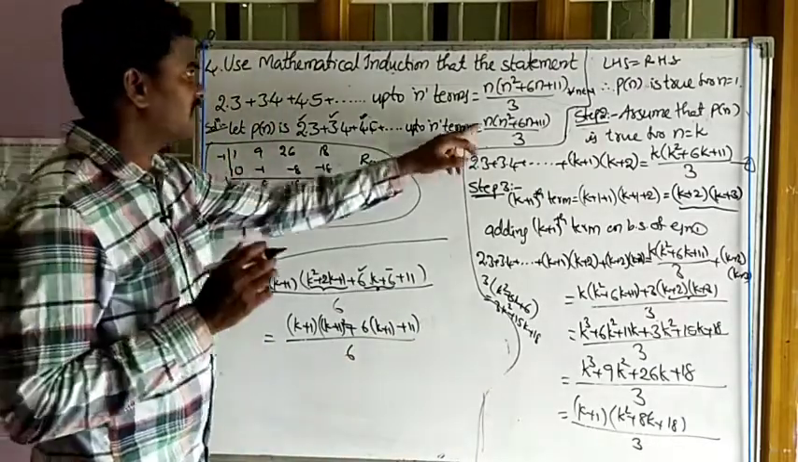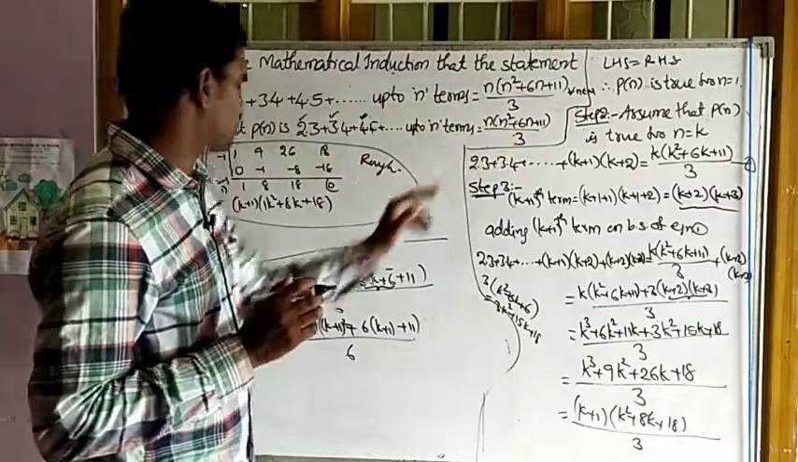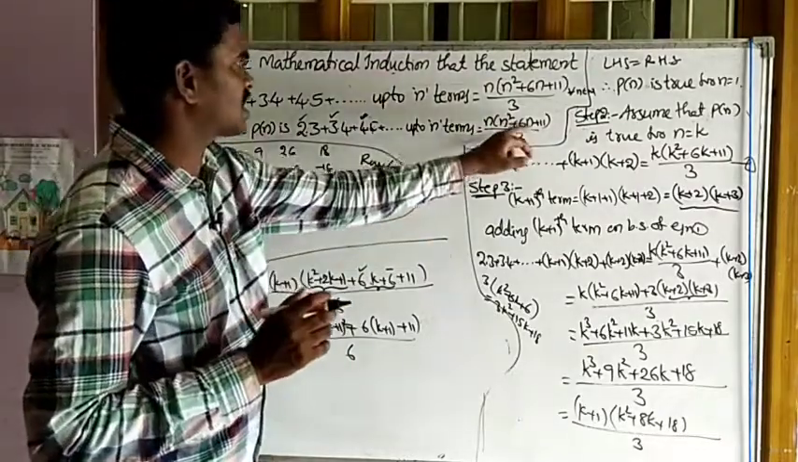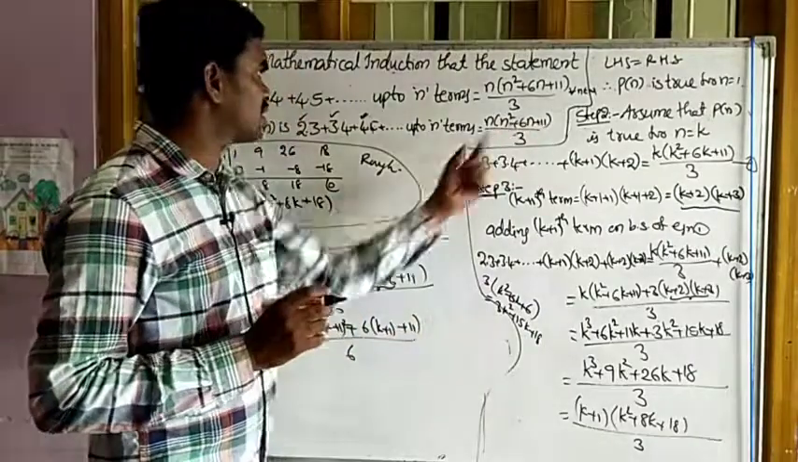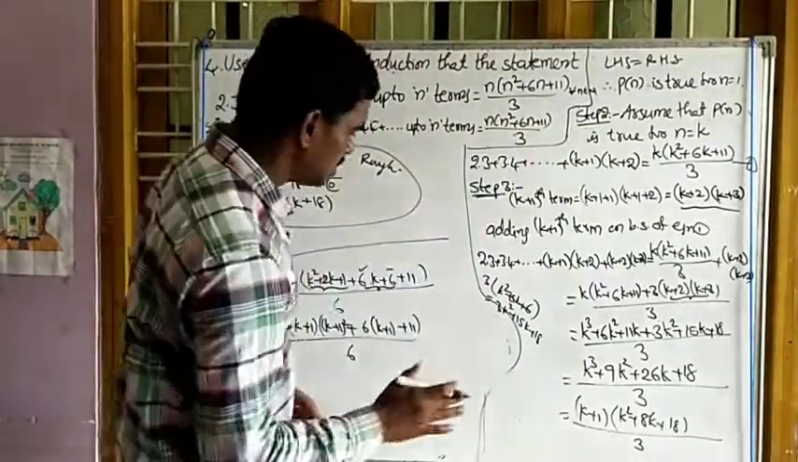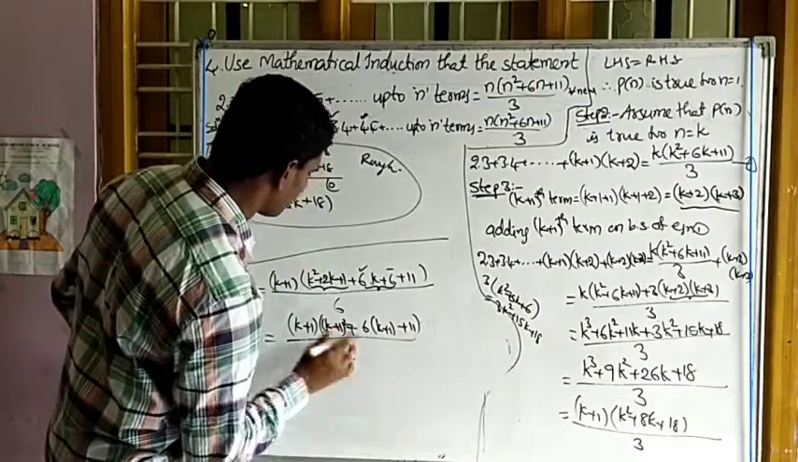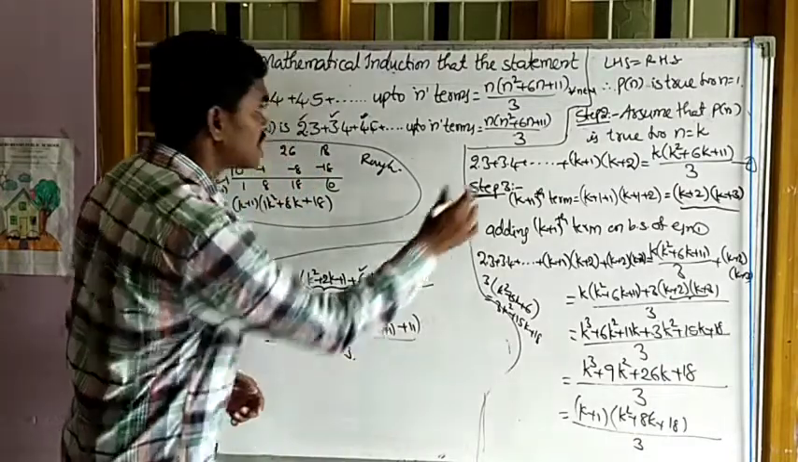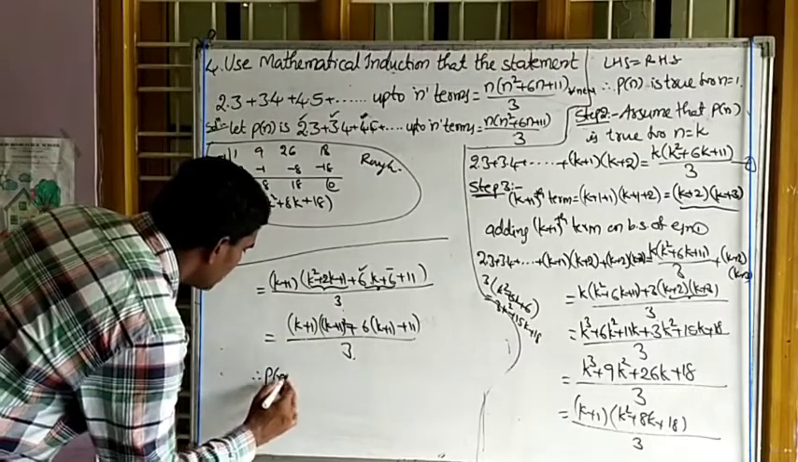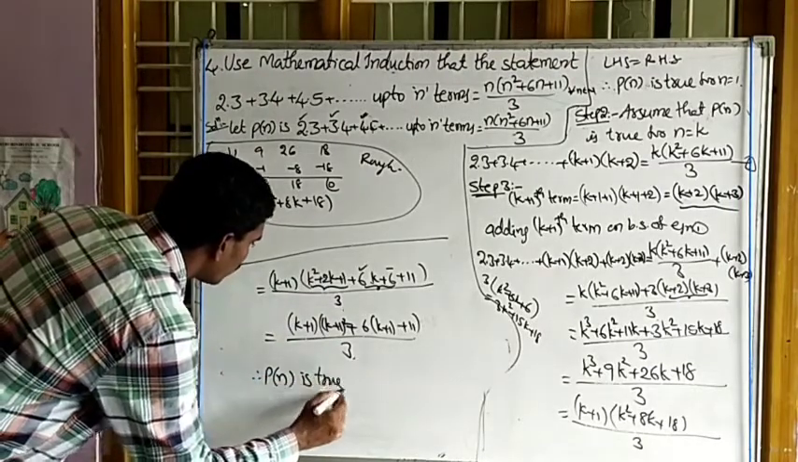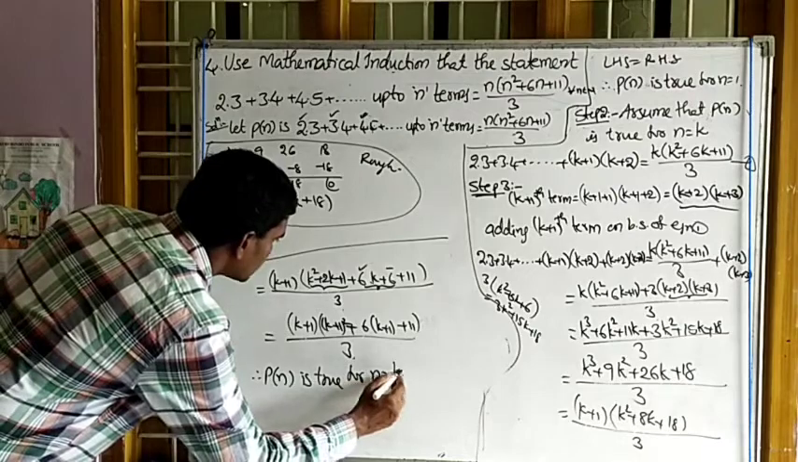In place of n, k plus 1 is there. In place of n square, k plus 1 square is there. In place of 6n, 6 into k plus 1 is there. In place of 11, 11 is there. By 6, by 3 is there. That's it. Therefore, P of n is true for n equal to k plus 1.